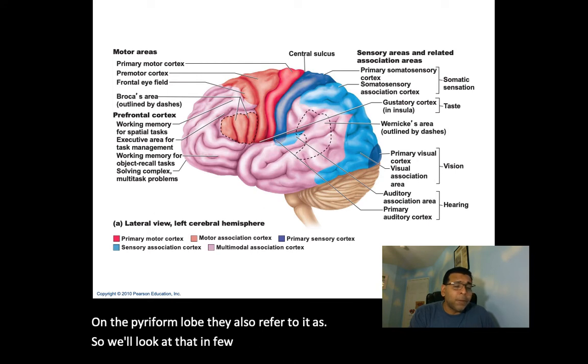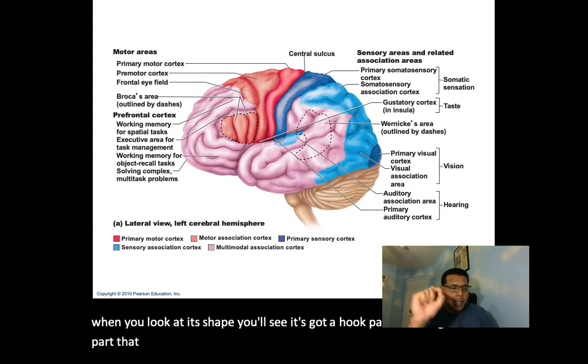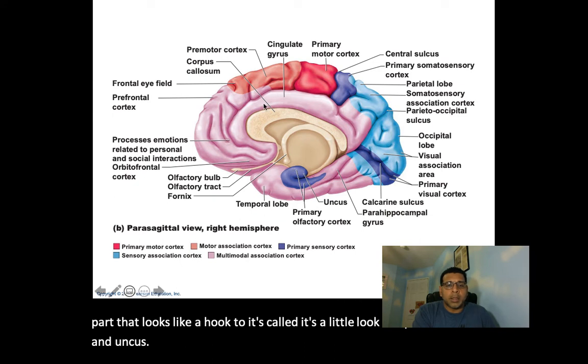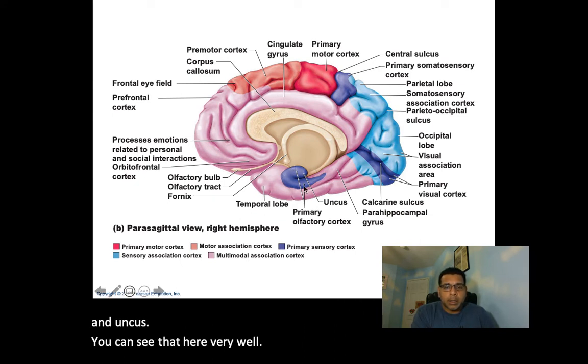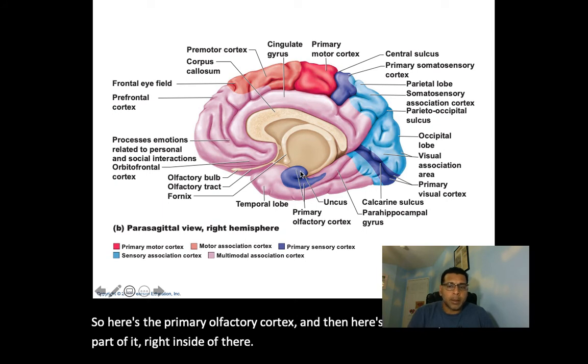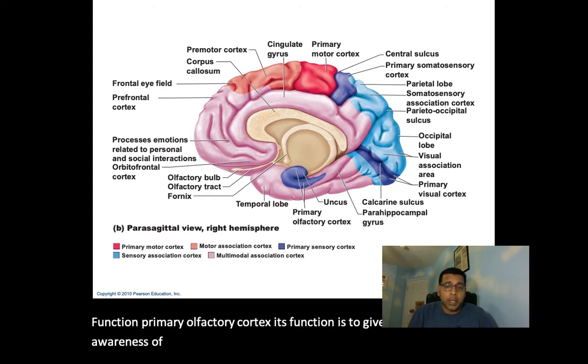Now this primary olfactory cortex, when you look at its shape, you'll see it's got a part that looks like a hook, and it's called an uncus. You can see that here very well. So here's the primary olfactory cortex, and then here's the uncus, the hook-like part of it, right inside of there. Function: the primary olfactory cortex gives us conscious awareness of different odors.